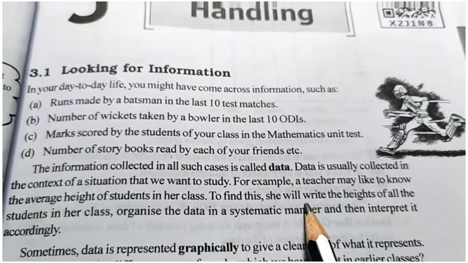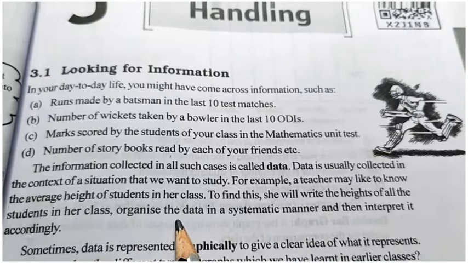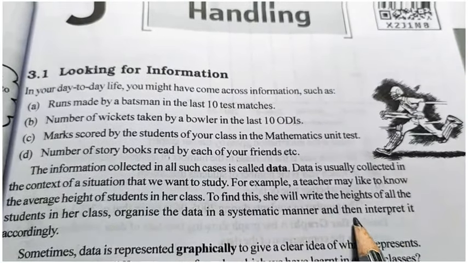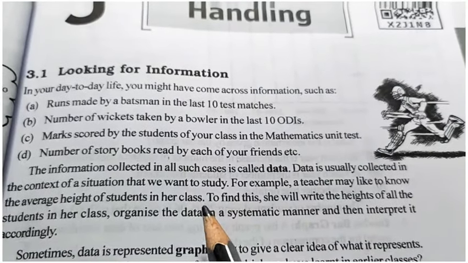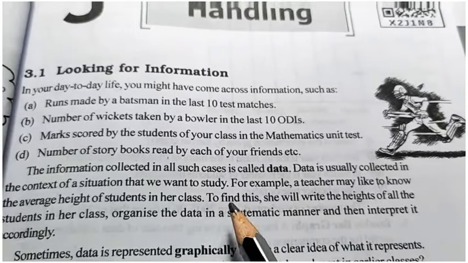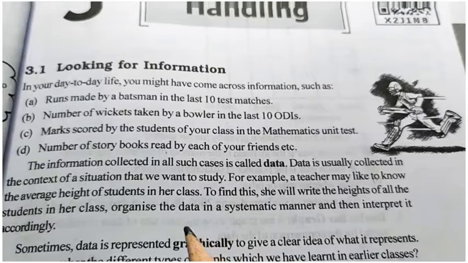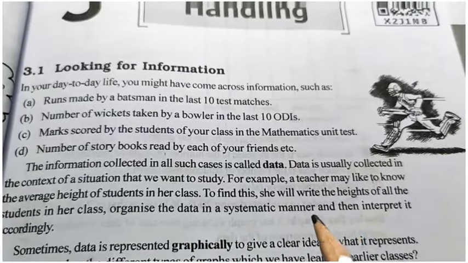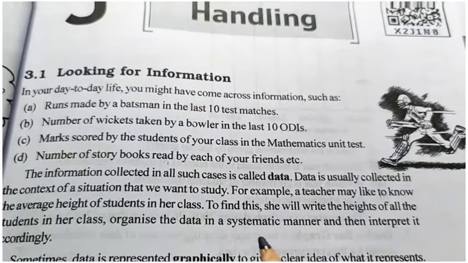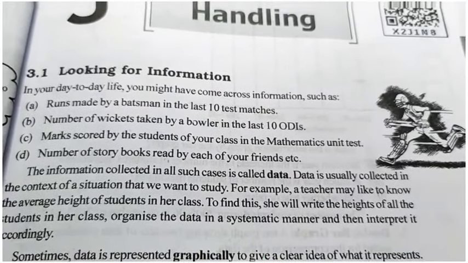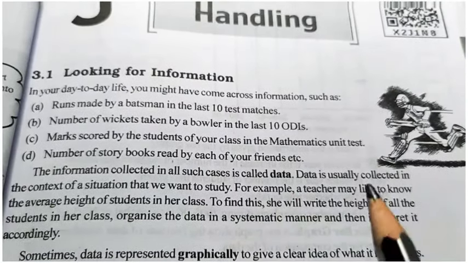To find this, she will write the heights of all the students in her class, organize the data in a systematic manner and then interpret it accordingly. It's like your marks also. After your UT exam, we make a list of all subject marks on one paper, and we put up a notice on the notice board using the marks lists.